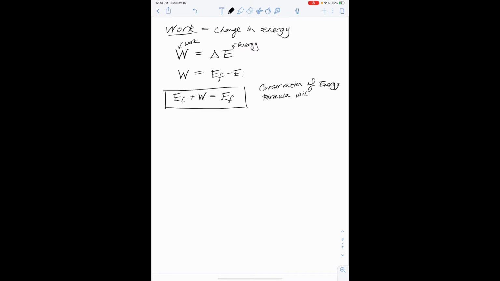With work. The reason this is important is because we'll use it later, but also because this shows that we always write work on the initial side.